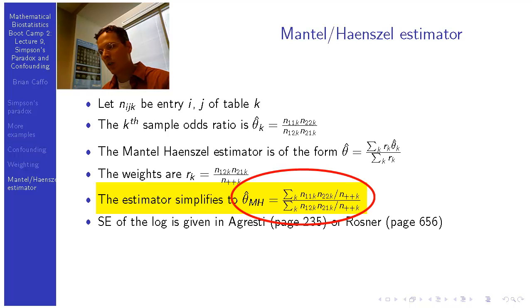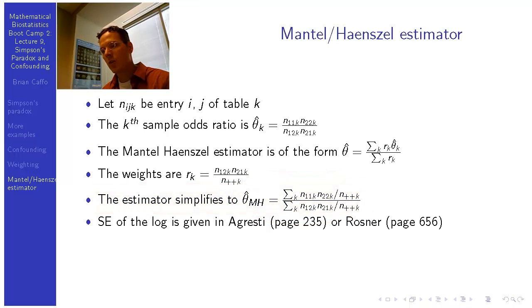I would suggest that you look in Agresti's book, page 235, in the version I was looking at, but you can look it up. The version's probably changed. Rosner's book, which is very comprehensive, page 656. They give the standard error. It's a long formula. I'm sure you can find it on the internet as well. This is the so-called Mantel-Haenszel estimator, named after the two great epidemiologists, Mantel and Haenszel.